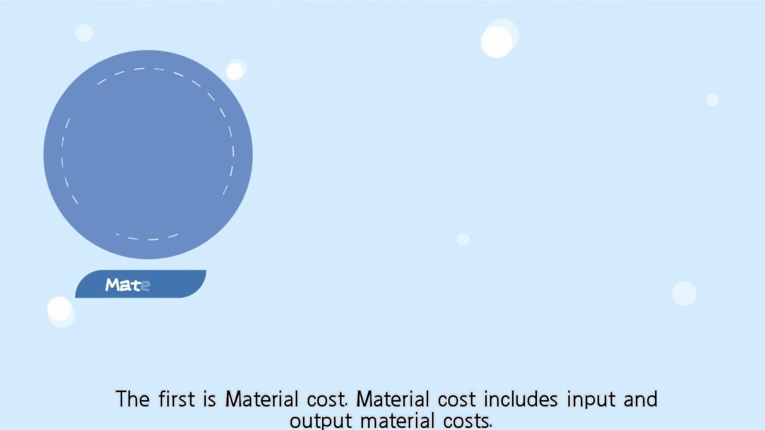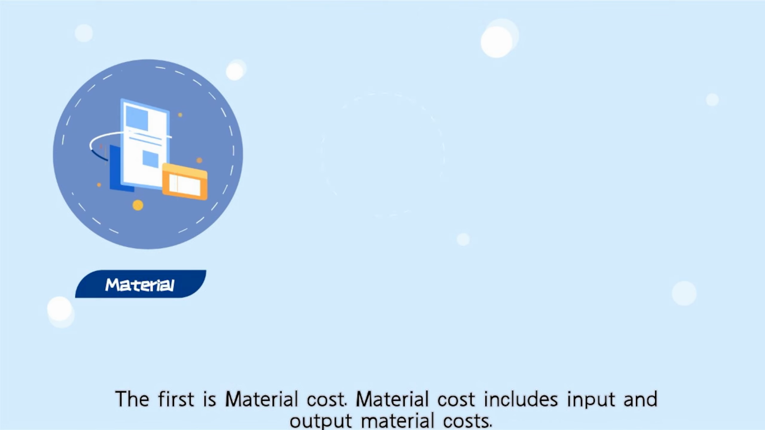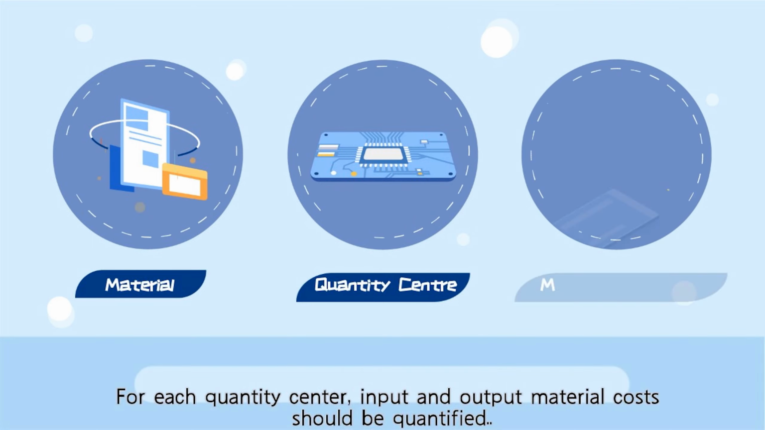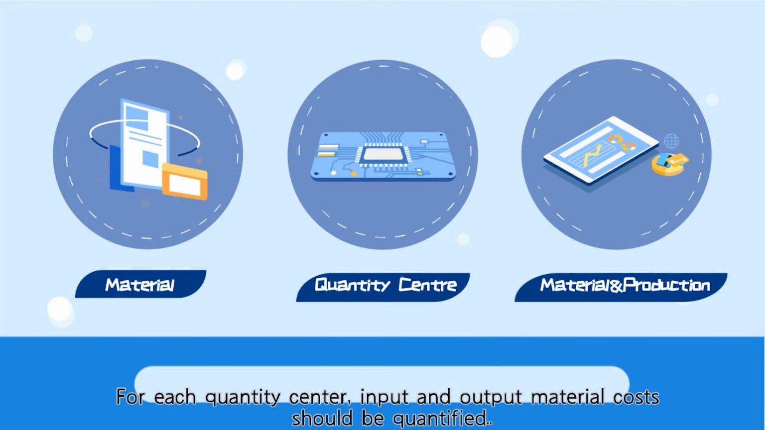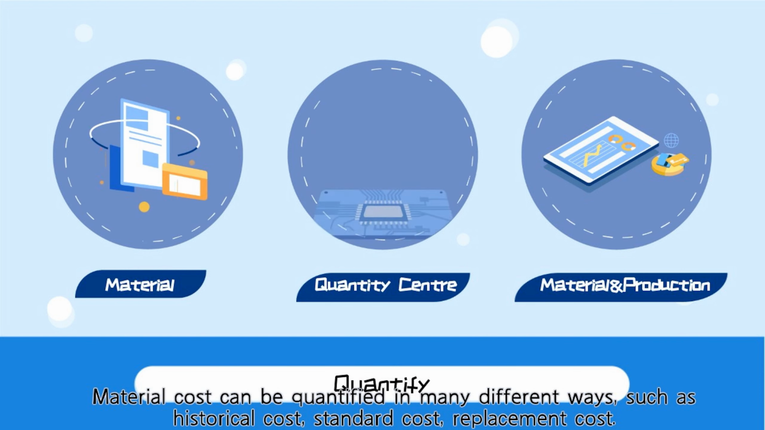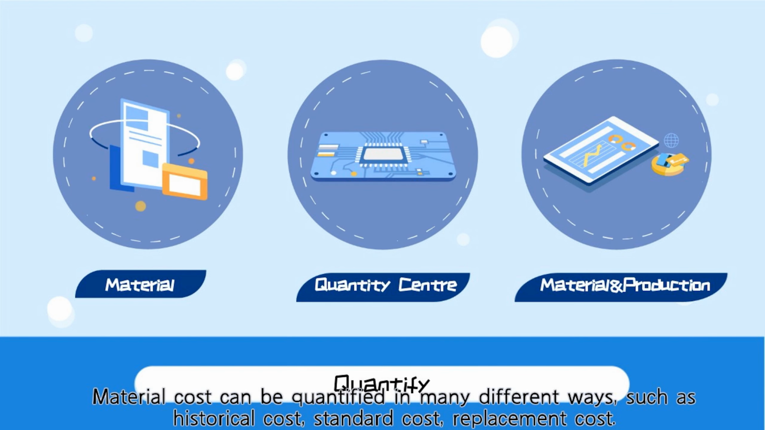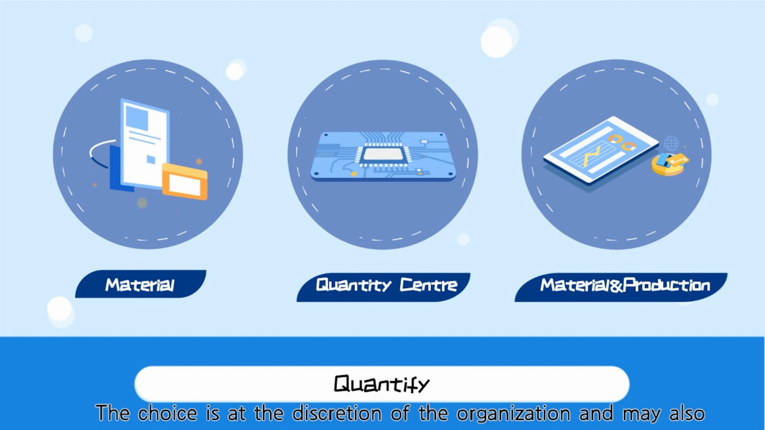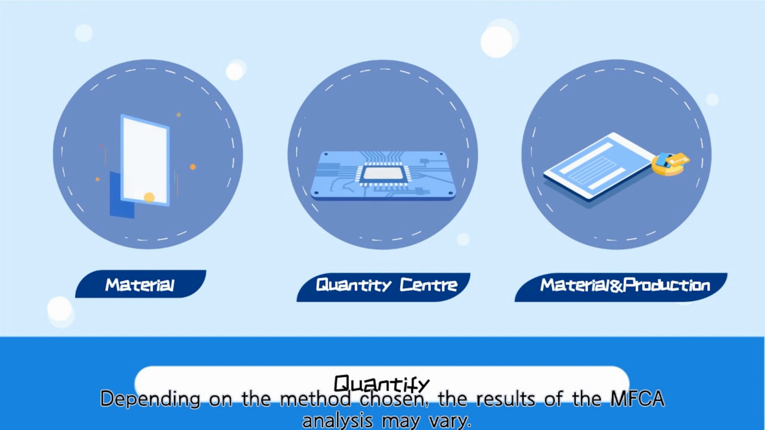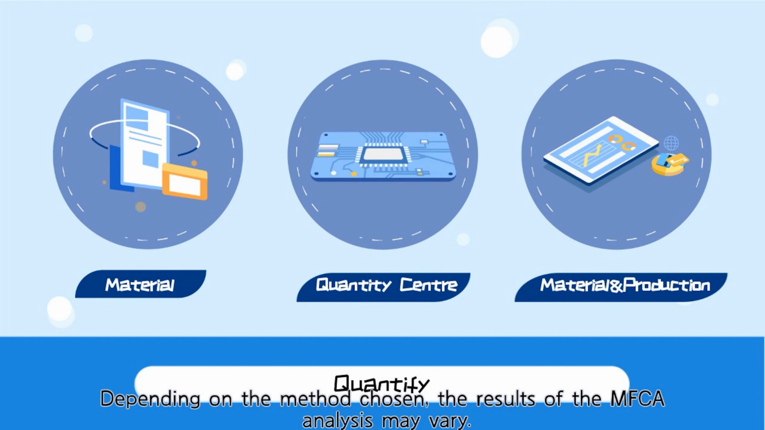The first is material cost. Material cost includes input and output material costs. For each quantity center, input and output material costs should be quantified. Material cost can be quantified in many different ways, such as historical cost, standard cost, replacement cost. The choice is at the discretion of the organization and may also be influenced by the methods the organization already uses in its existing cost accounting. Depending on the method chosen, the results of the MFCA analysis may vary.